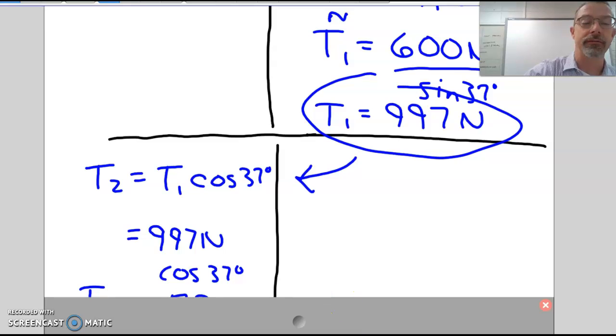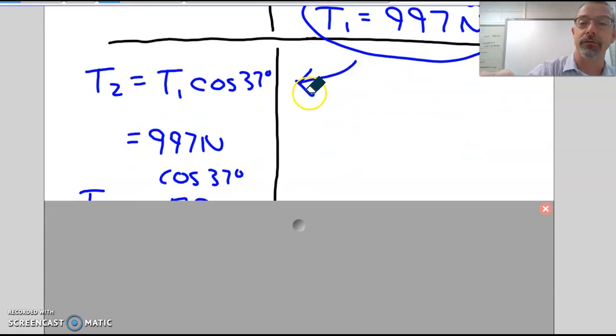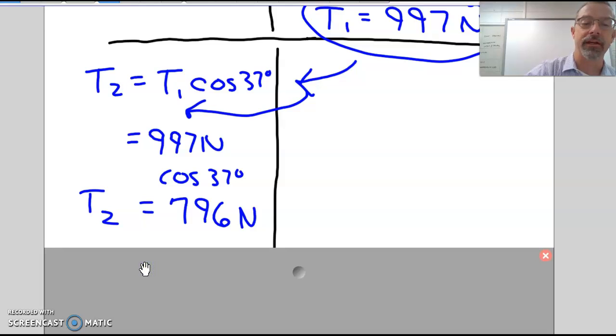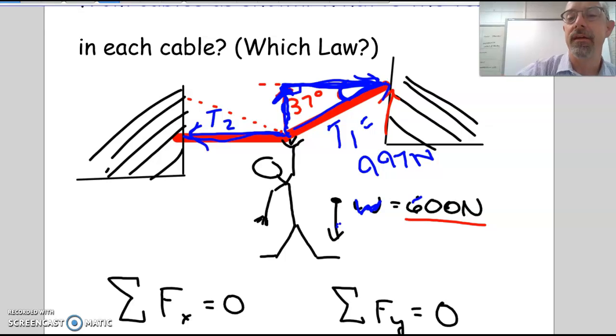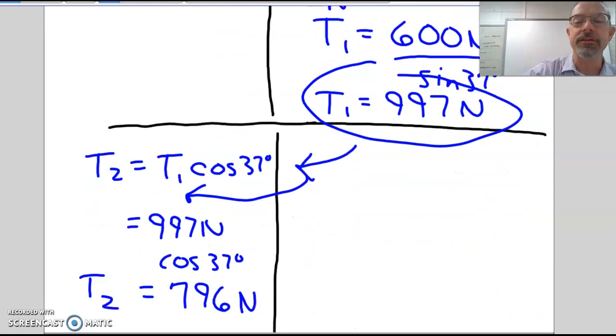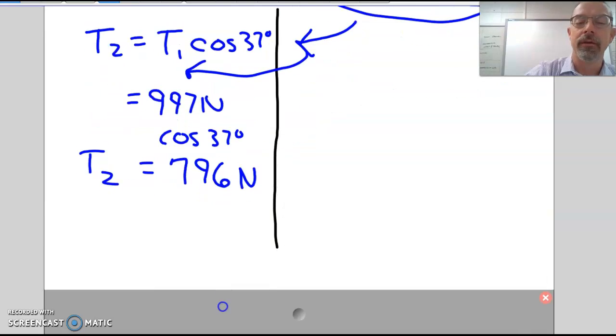997 times the cosine of 37. I'm plugging in this value for my T1. And so that ends up being 796 newtons. So I know that this T2 equals 796 newtons because the x component of this cable is also going to be 796 newtons. They're going to be equal and offset each other. So just some follow-up questions here.